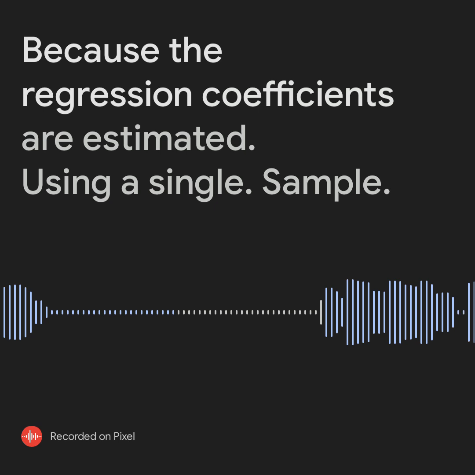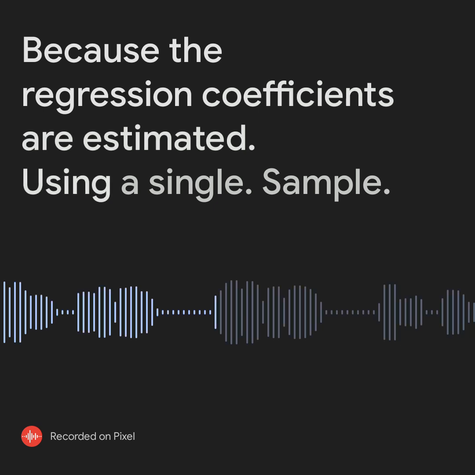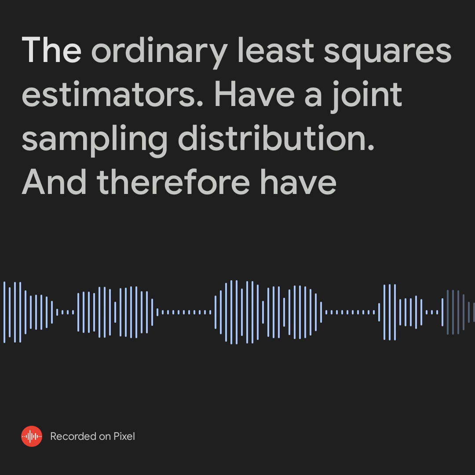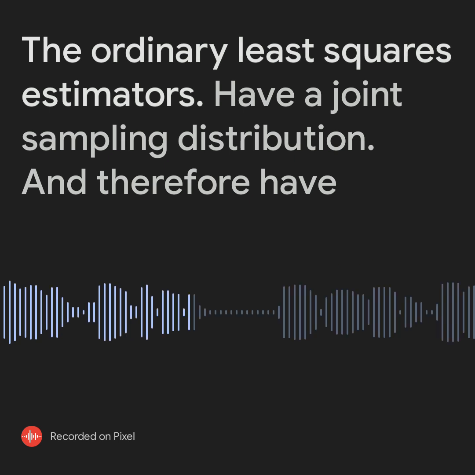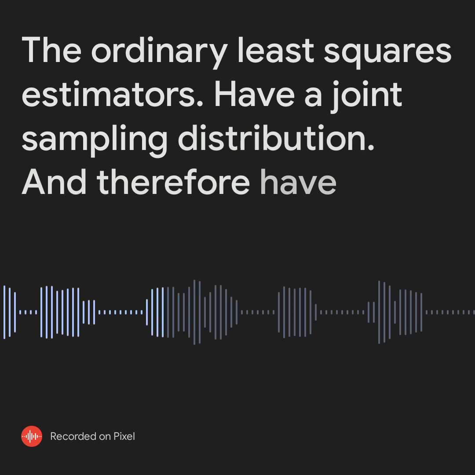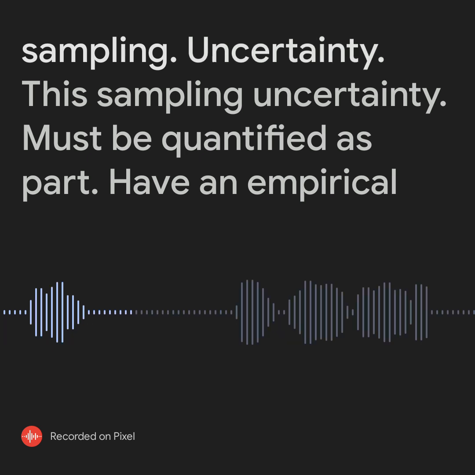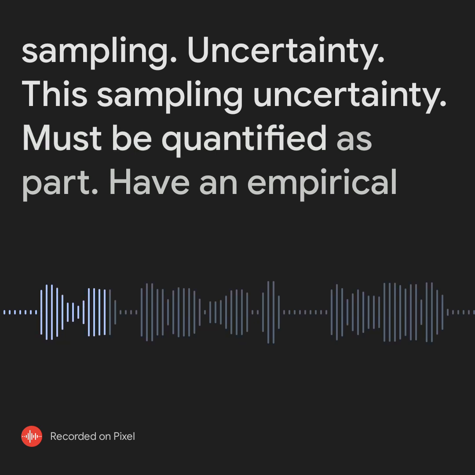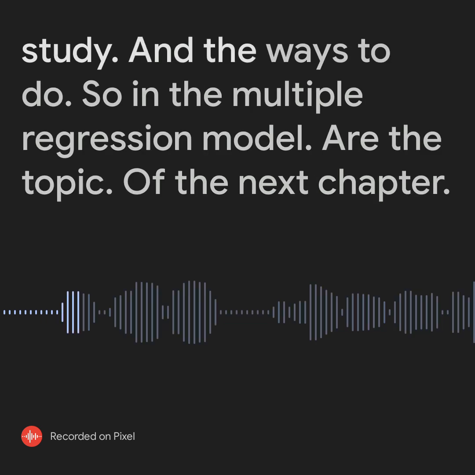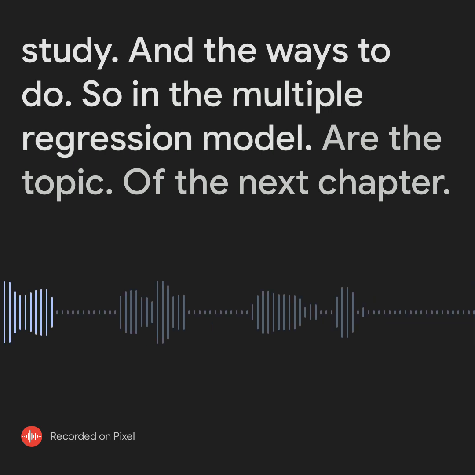Because the regression coefficients are estimated using a single sample, the ordinary least squares estimators have a joint sampling distribution and therefore have sampling uncertainty. This sampling uncertainty must be quantified as part of an empirical study, and the ways to do so in the multiple regression model are the topic of the next chapter.